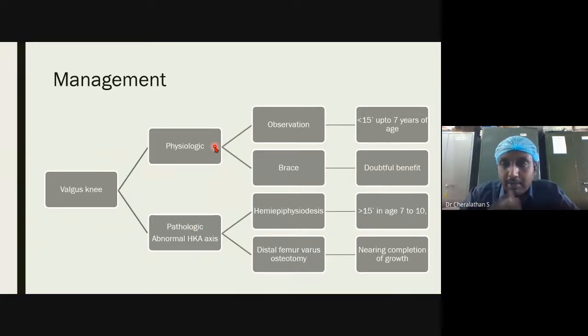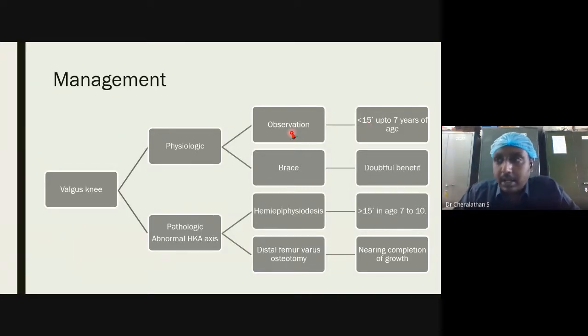Now, all these data we have discussed previously, right? I don't want to repeat it here. Now, if you consider it to be a physiologic valgus, you can have an observation program. You just reassure the patient, tell the parent that this is a physiological problem and it will get corrected by itself. You can wait up to the age of 7 years and the angle should be less than 15 degrees, right? Any Q angle more than 15 degrees, we have to name it as genu valgus. So when the Q angle is less than 15 degrees and the child is younger than 7 years of age, you just need to observe.